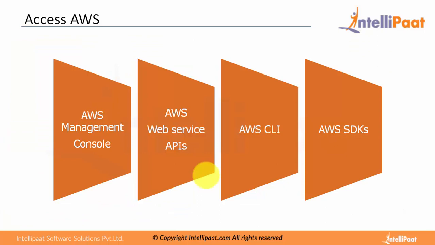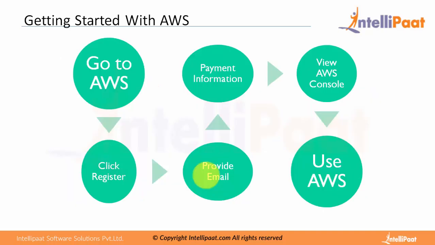Now, how do you access Amazon? You can access Amazon using the Amazon Management Console, which we are going to see very soon. You can also use the Amazon Web Services APIs. It gives you REST and SOAP protocols, so you can access it using REST APIs. If you want to do some kind of programming, you can do that. It even gives you SDKs to manage that. If you want the command line interface, it is also offering that. How do you start with Amazon?